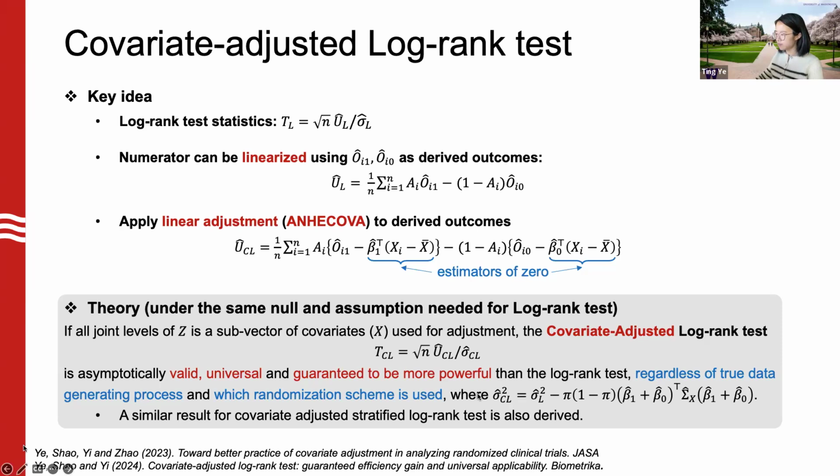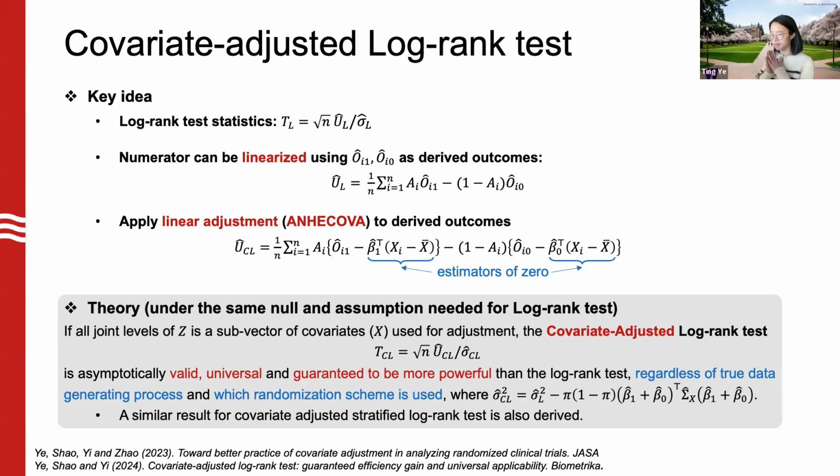And the denominator takes this form, which is just the original log rank test denominator minus a variance reduction term. With this form, you can see that TCL reduces to the standard log rank test if beta is equal to 0, when there's no covariate adjustment. But if beta is obtained from this linear model, it's guaranteed to reduce variance and to have power gain. A similar result for the covariate adjusted stratified log rank test is also obtained. So that's for the test.